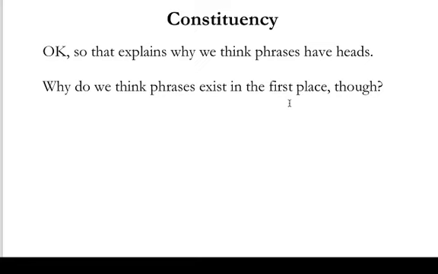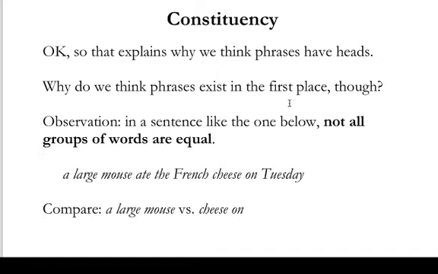And this is the second thing that I'm labeling kind of most basic facts about syntax and syntactic knowledge. Right? So in a sentence like this more or less random English sentence below, the observation here is that not all groups of words are equal. What do we mean by that? Well, I'm going to go into elaborate detail about this in a moment. Here's the sentence: a large mouse ate the French cheese on Tuesday. This is, again, a perfectly grammatical English sentence.